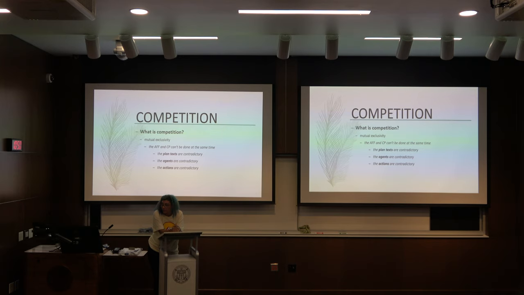And so the last one is the actions are contradictory. This goes back to my example of the pizza and the ice cream. I can't do both of these things at the same time. And all of these are examples of mutual exclusivity. You need to have a counterplan that is mutually exclusive, otherwise it's not competitive to the 1AC.